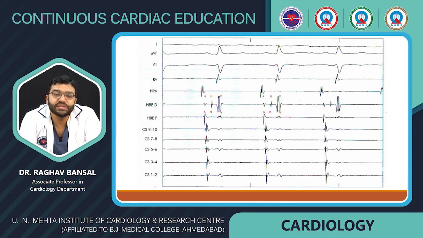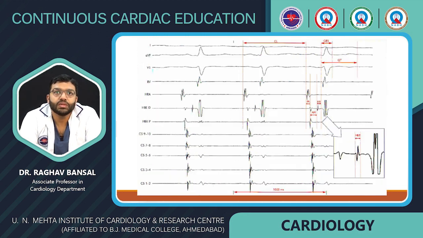Especially if the distal tip is entered into a tributary of the coronary sinus which is along the ventricular, you may get big ventricular deflections in the distal CS channels, which are the CS1, 2 and CS3, 4. So, what we measure is the cycle length, which can be measured from one EGM to another EGM. In this trace, it has been measured from HRA EGM to HRA EGM, which gives us the cycle length.